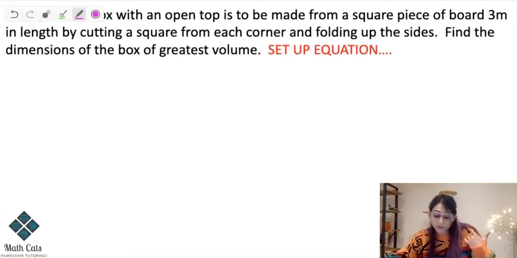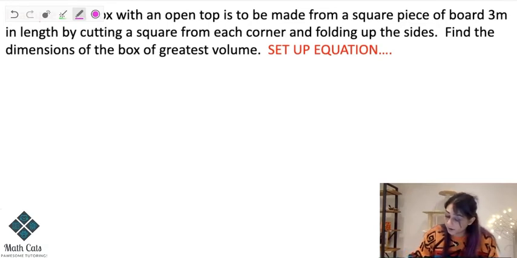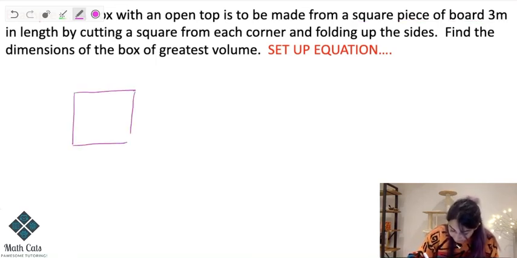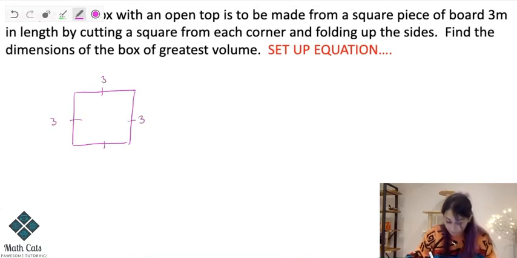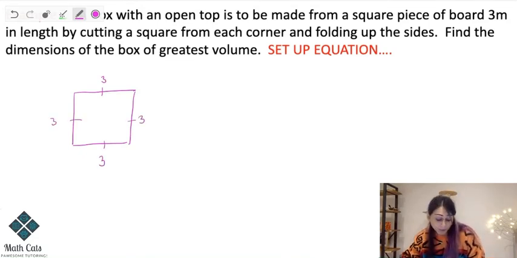A box with an open top is to be made from a square piece of board 3 meters in length by cutting a square from each corner and folding up the sides. Okay, so we know we have a square of 3 meters in length. So here's a square, and each side is 3 meters. 3, 3, 3. Okay. What does it say?